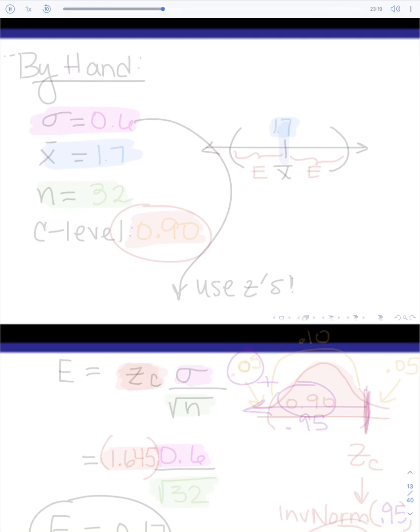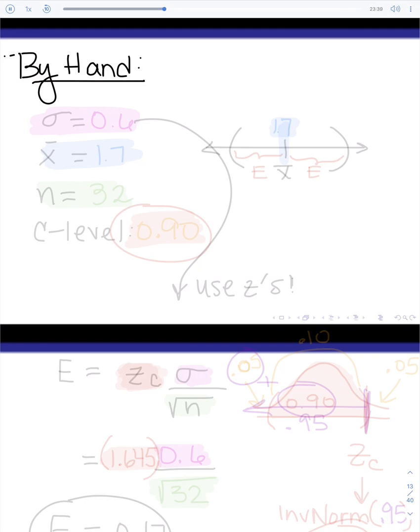Now let's redo the same exact confidence interval by hand just to make sure that we're okay with that. It can't hurt, for those of you who do like doing these by hand. So the first thing that we need to do is, again, we realized that we were using z's. Let's recopy down our information.